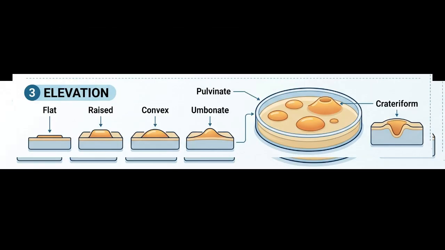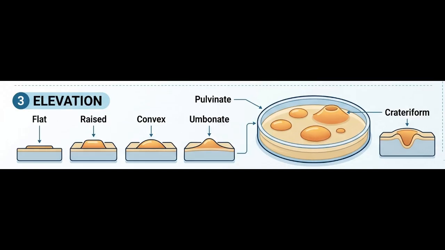Now, look at the plate from the side. This is elevation. How does the colony sit on the agar? Flat. It looks like a thin film. Raised. It has a distinct edge but a flat top. Convex. A smooth, dome-like shape. This is very common for many enteric bacteria. Umbonate. This has a raised bump in the center, like a nipple. It's a classic characteristic of certain Proteus or Neisseria species.